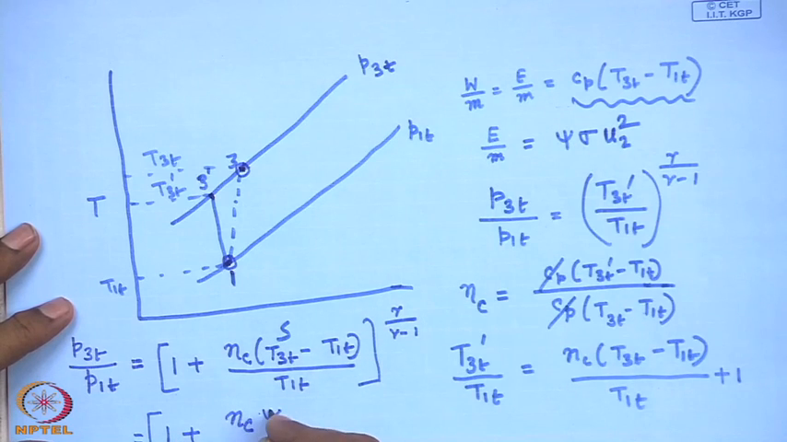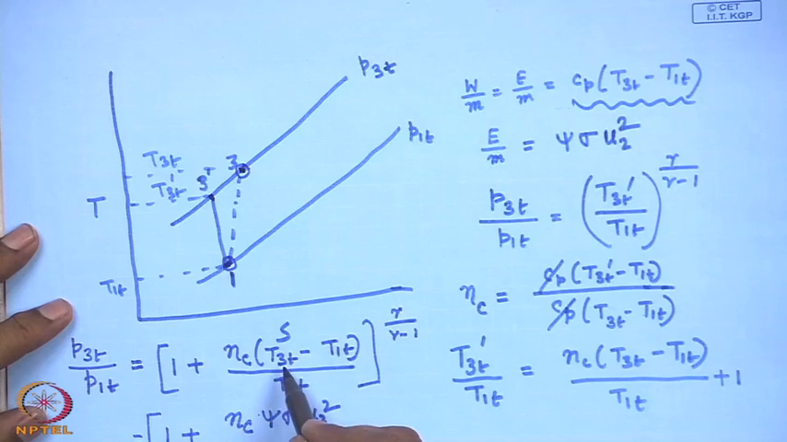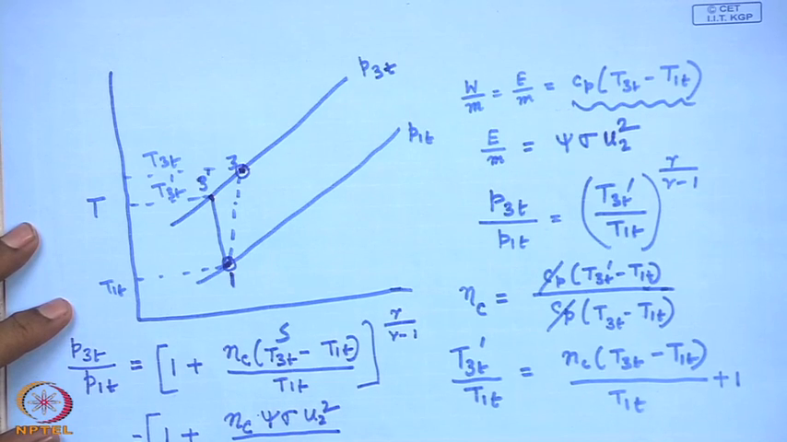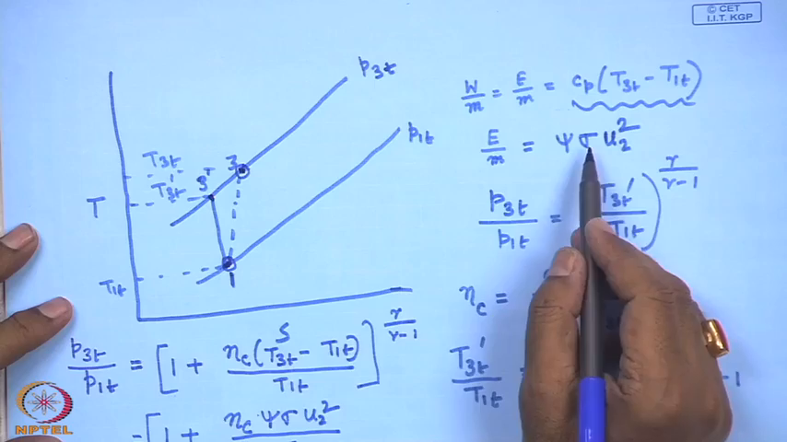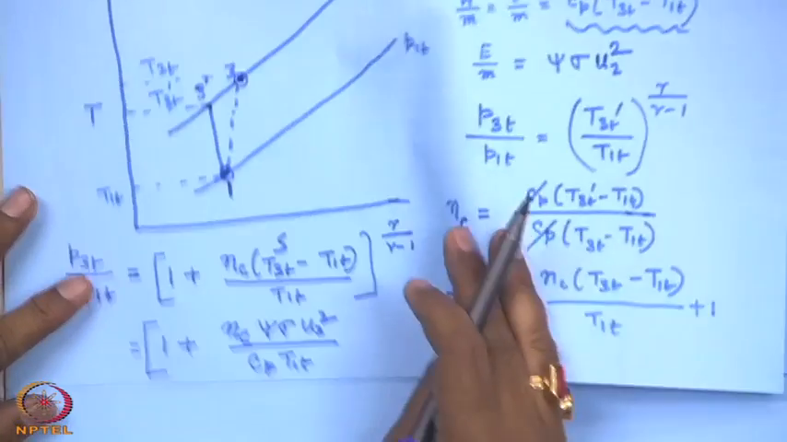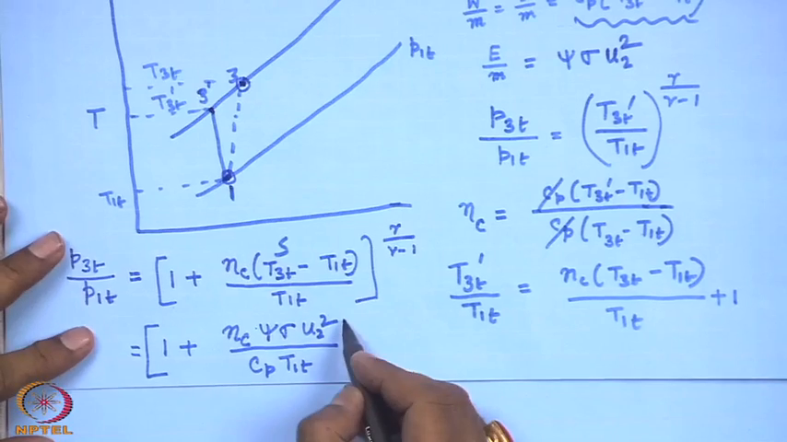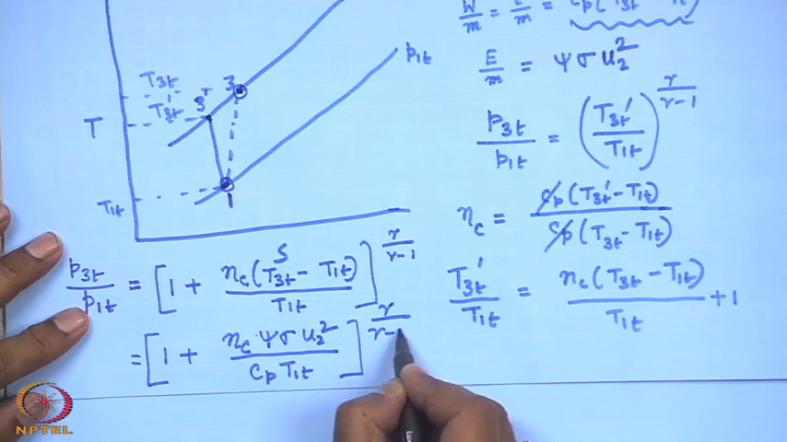sigma psi, sigma being the power input factor, U2 square. So, this is E by M. Now, we are replacing this thing divided by Cp T1T. Sigma is not visible. Oh yes, I am sorry that it is not visible. Now it is visible. So, this we can now write to the power gamma by gamma minus 1.